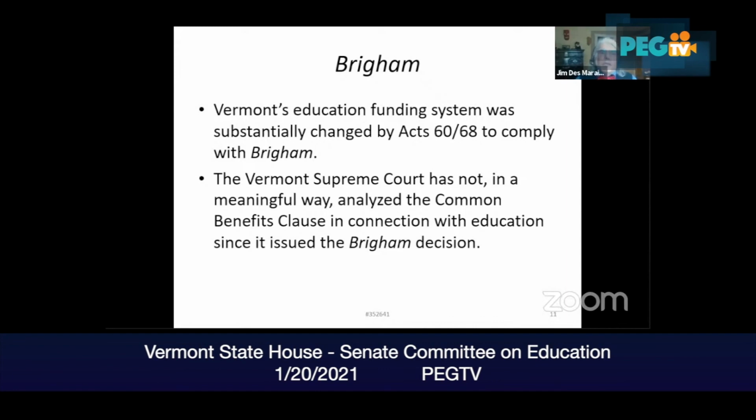Vermont's education funding system was substantially changed by Acts 60 and 68, and the Vermont Supreme Court has not, in any meaningful way, analyzed the Common Benefits Clause in connection with education since it issued Brigham. So we have no further precedent really than Brigham to rely on.